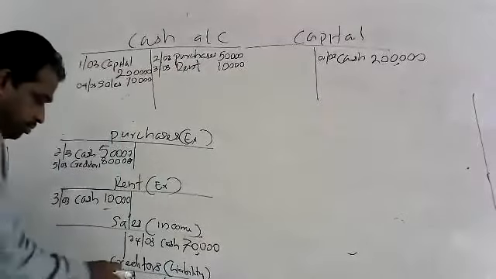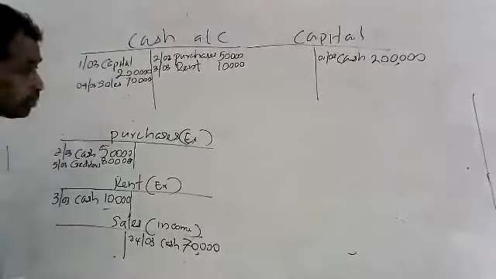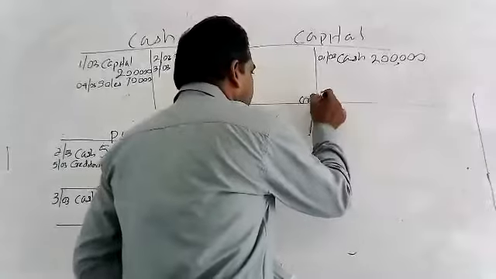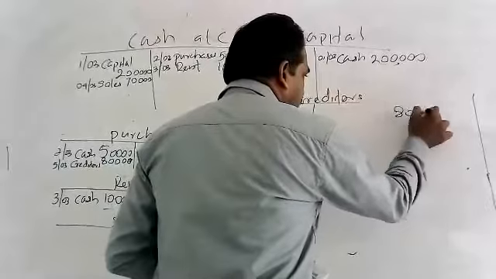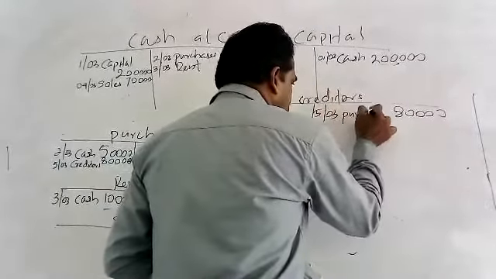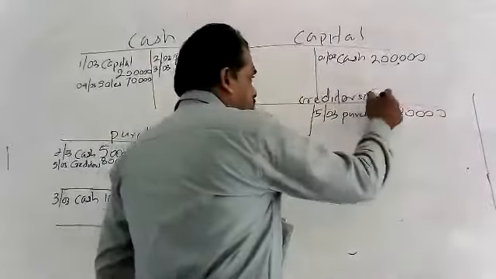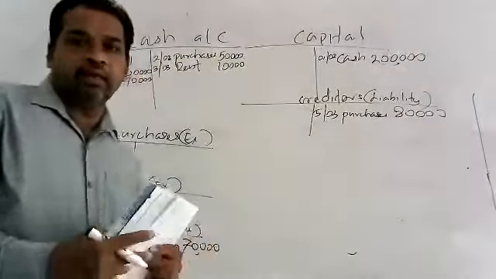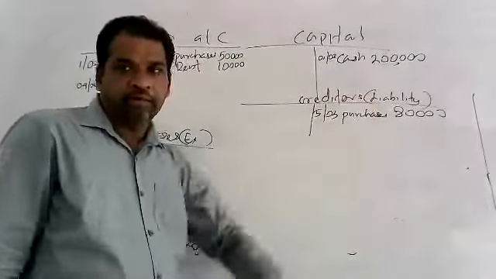I will draw the account again. Creditors account. Here, creditors 80,000. If March purchases, liability increases. This is a liability account. Right. At the beginning, it is helpful for you to understand the type of account.